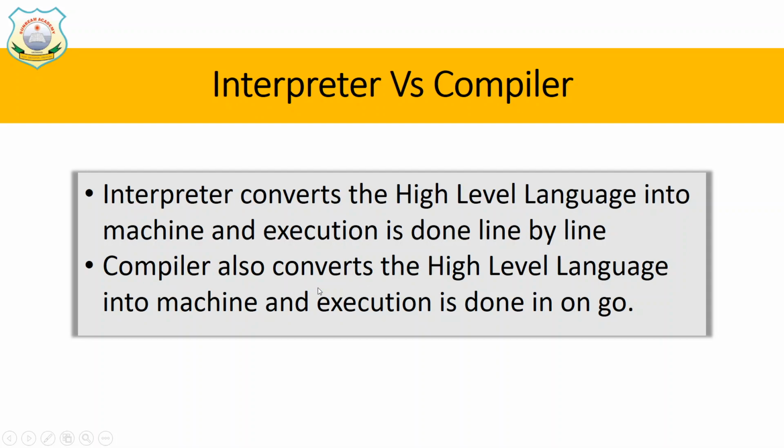And the second is compiler also converts high level language into machine language, and the execution is done in one go. Okay, so interpreter and compiler both convert a high level language into machine language, but interpreter will do it line by line, compiler will do it in one go. The entire code will be executed in one go. Fine. This is the theory part, we will understand this.